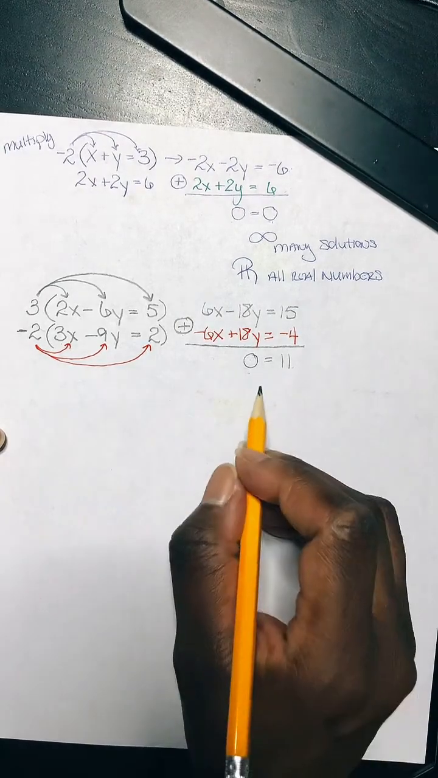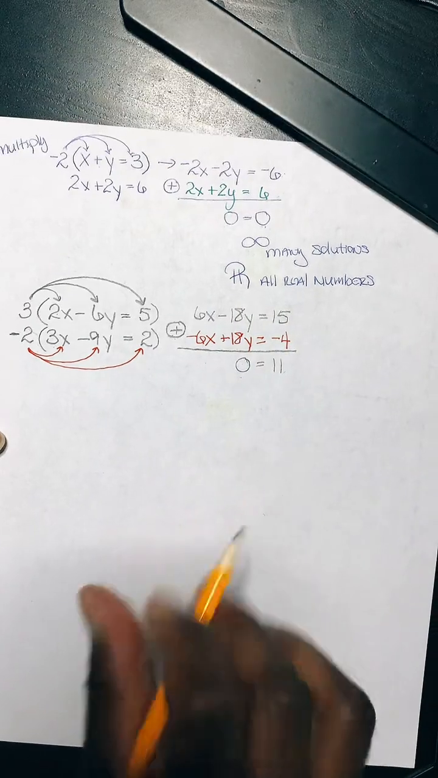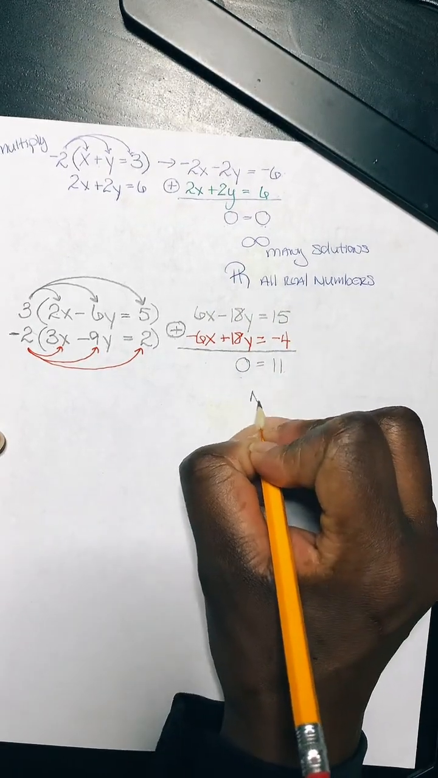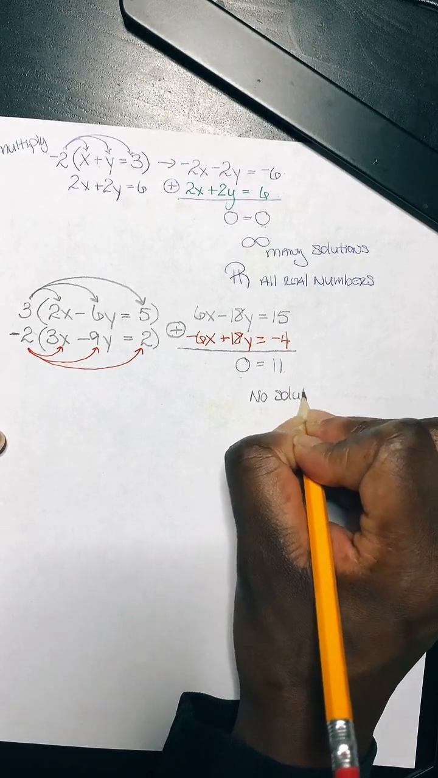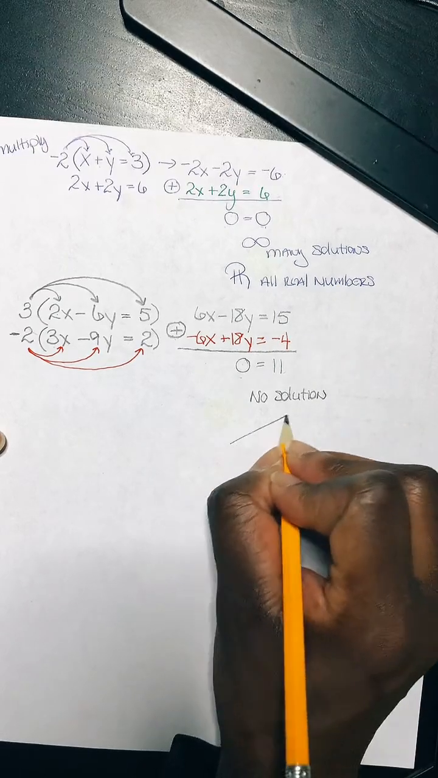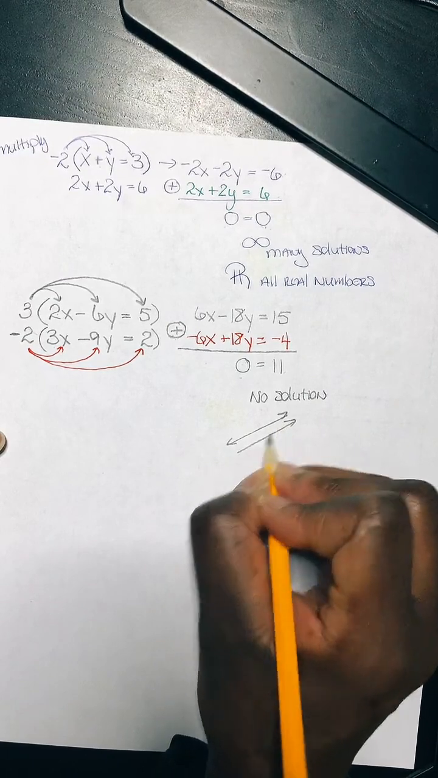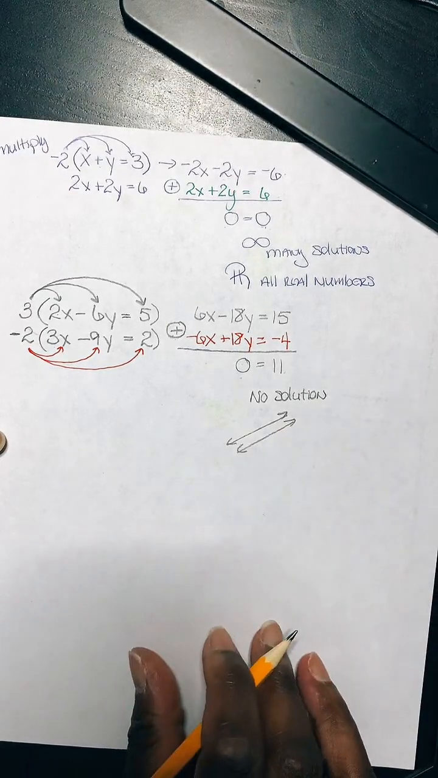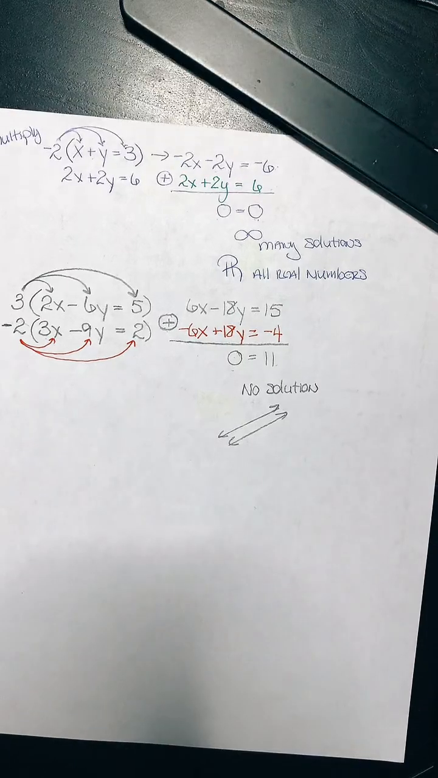All right? So this is not infinitely many solutions. This is a no solution. So basically, if I drew these graphs out, I would have parallel lines. Okay? I would have parallel lines. Parallel lines never intersect. Okay?